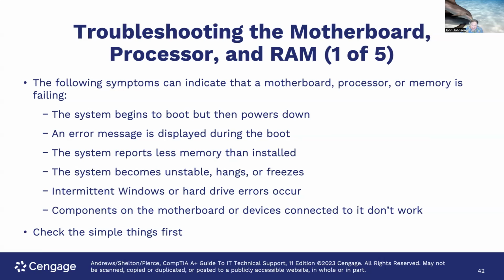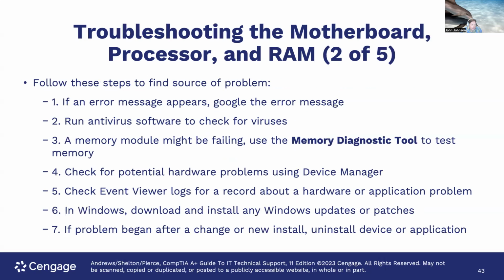So you want to check the simple things first. And then if an error message appears, Google that error message. That's the common sense first line right there. Google the error message that you're getting. Then you can also run antivirus software to check for viruses. Sometimes viruses can cause trouble that slow down your computer or make it act very strangely.